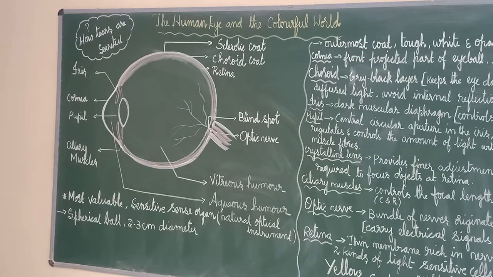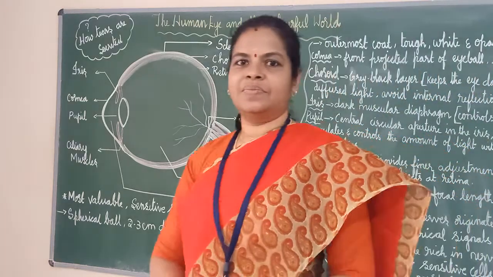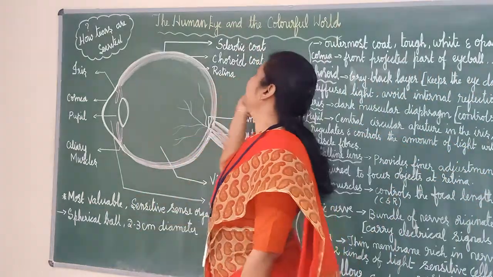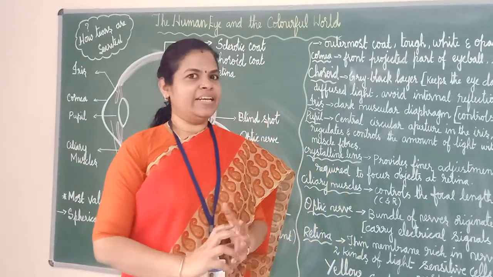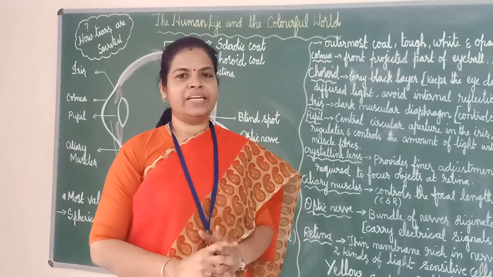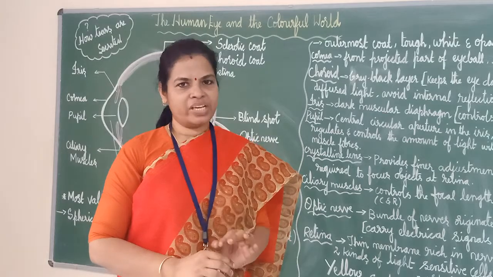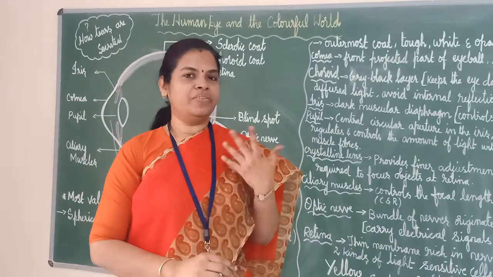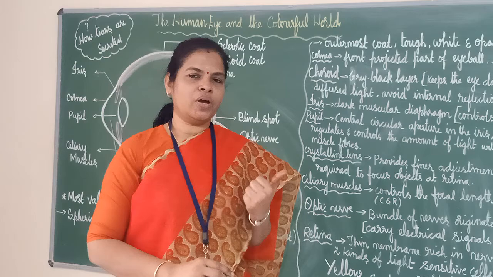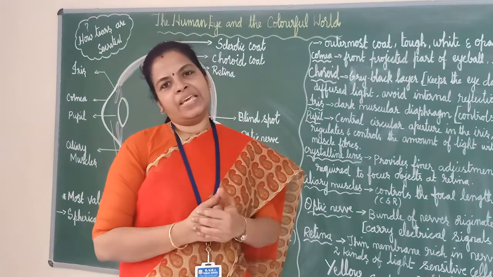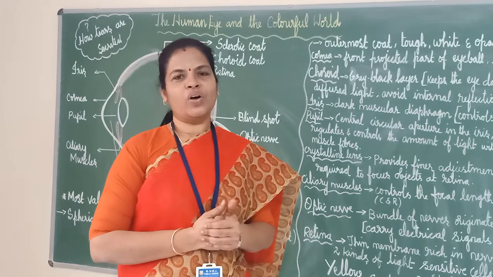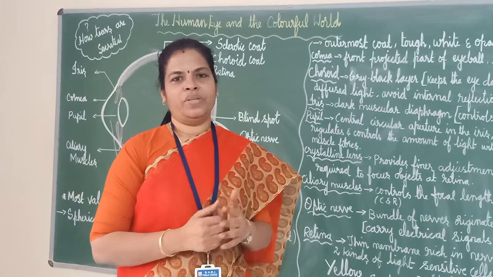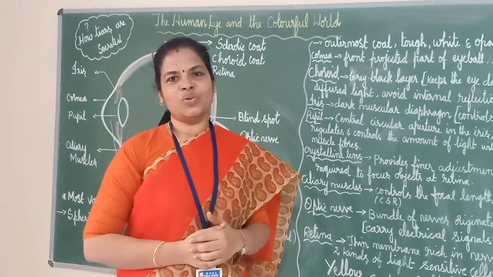Good morning, children. The next chapter we are going to study in physics is the human eye and the colorful world. We have studied the light chapter, and we have studied in detail how reflection and refraction happen. But how do we see light? We have studied sense organs from lower classes: eyes, ears, nose and all.